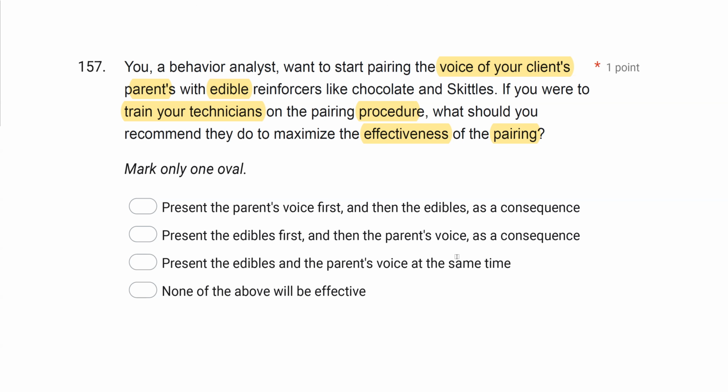This is ideal. Okay. And many people would think, okay, well, one should come first, one should come second, one comes before the other. Ideally, to maximize the effectiveness of the pairing, you want to present whatever stimuli you're trying to pair together at the same time or as close to at the same time as possible. So if you're trying to maximize the effectiveness of pairing, you want to present the edibles and the parent's voice at the same time. Present the stimuli simultaneously or as close to simultaneously as possible.